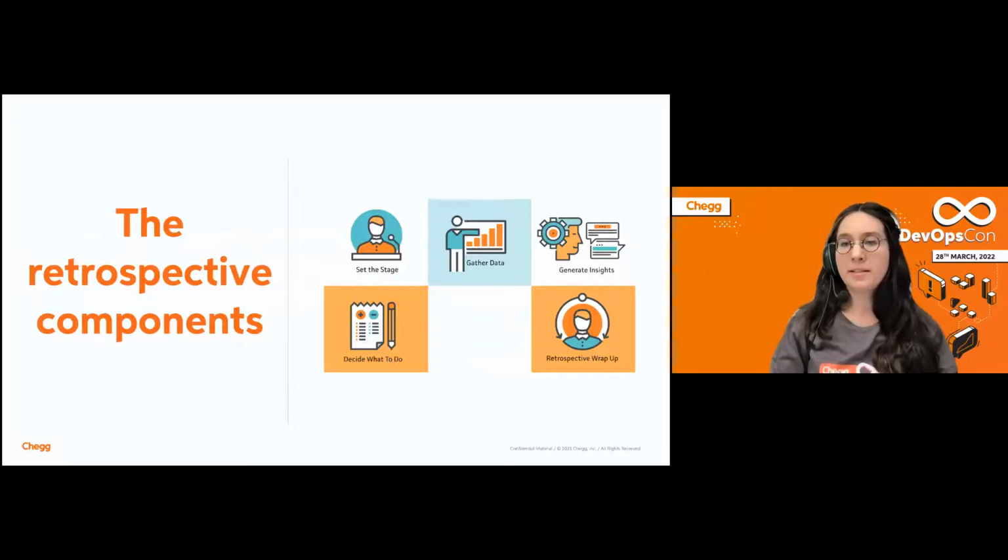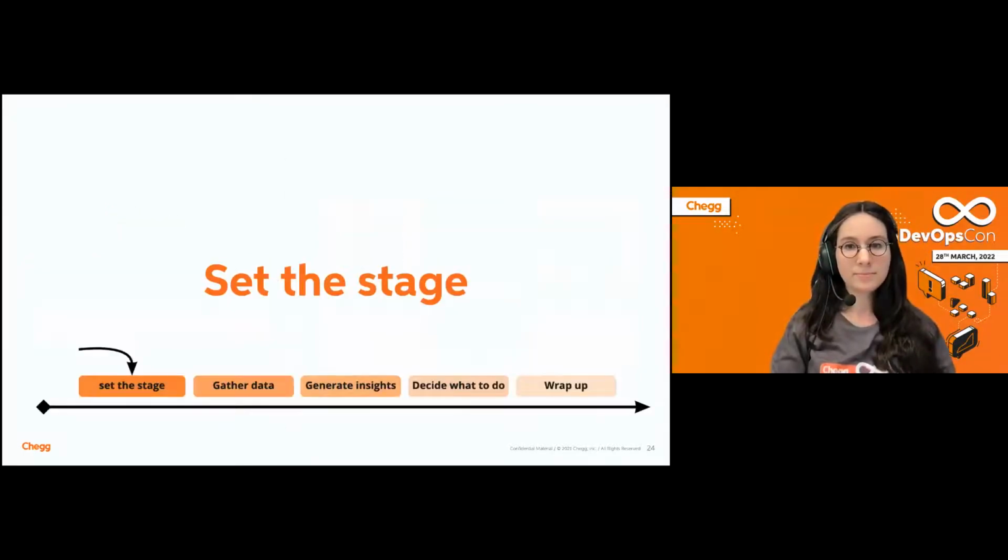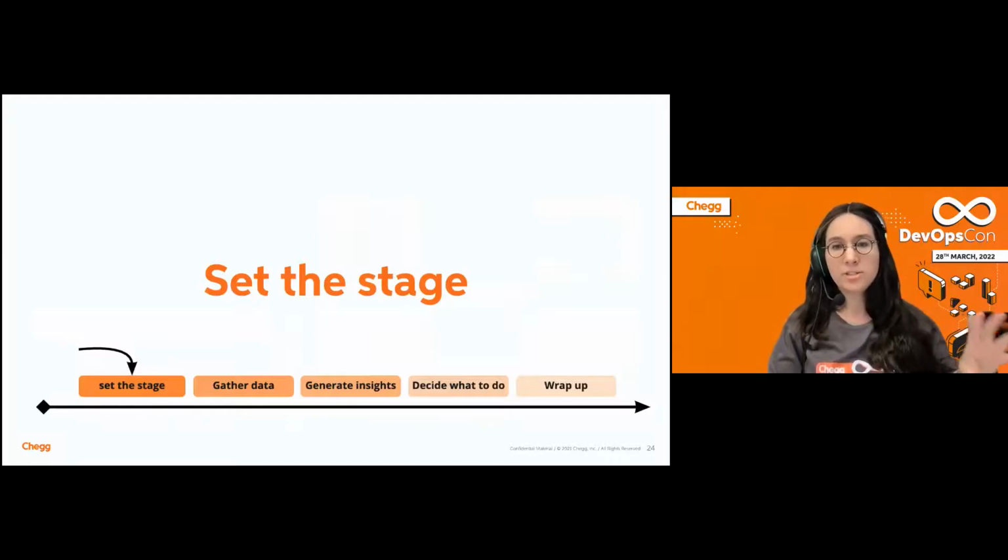A good retrospective agenda should include 5 things. First is set the stage, then gather data, generate insights, decide what to do, and wrap up. Let's focus on each step.